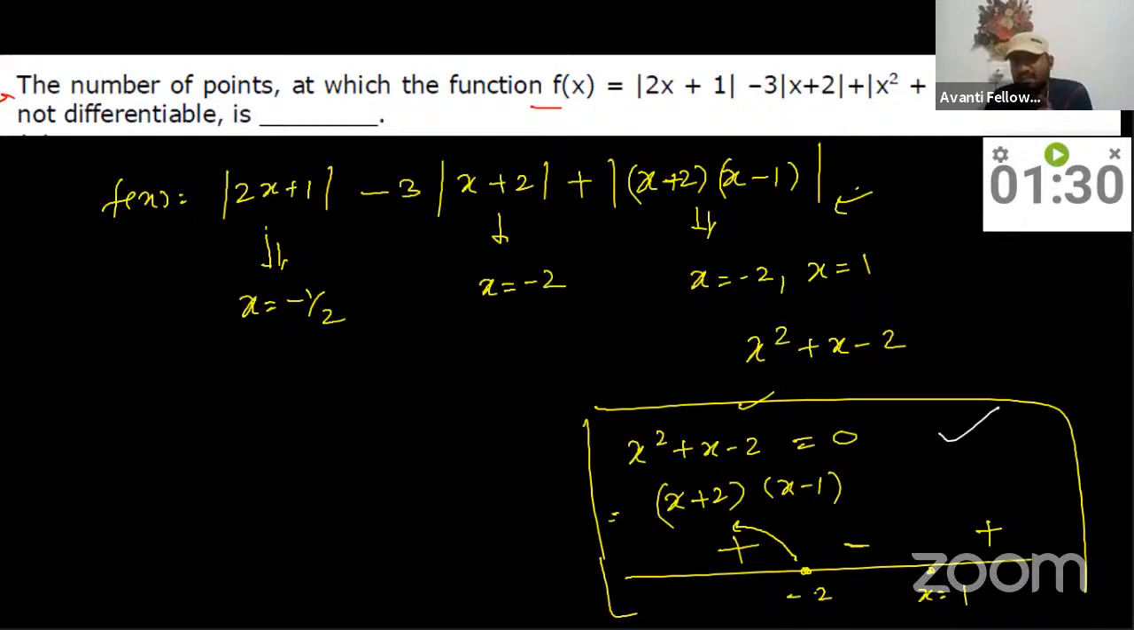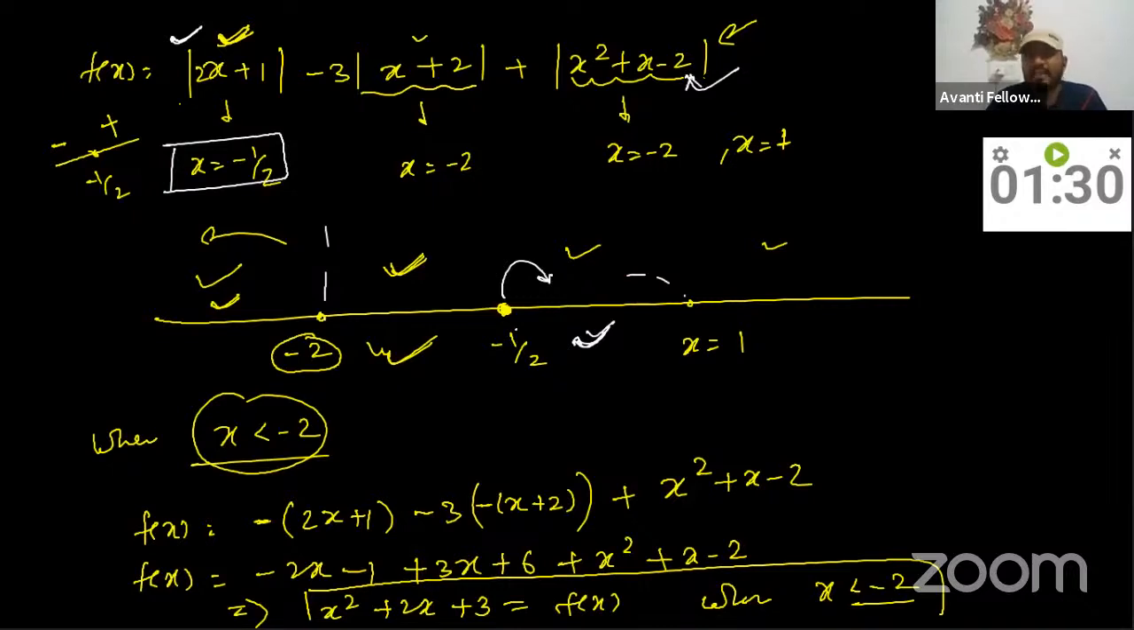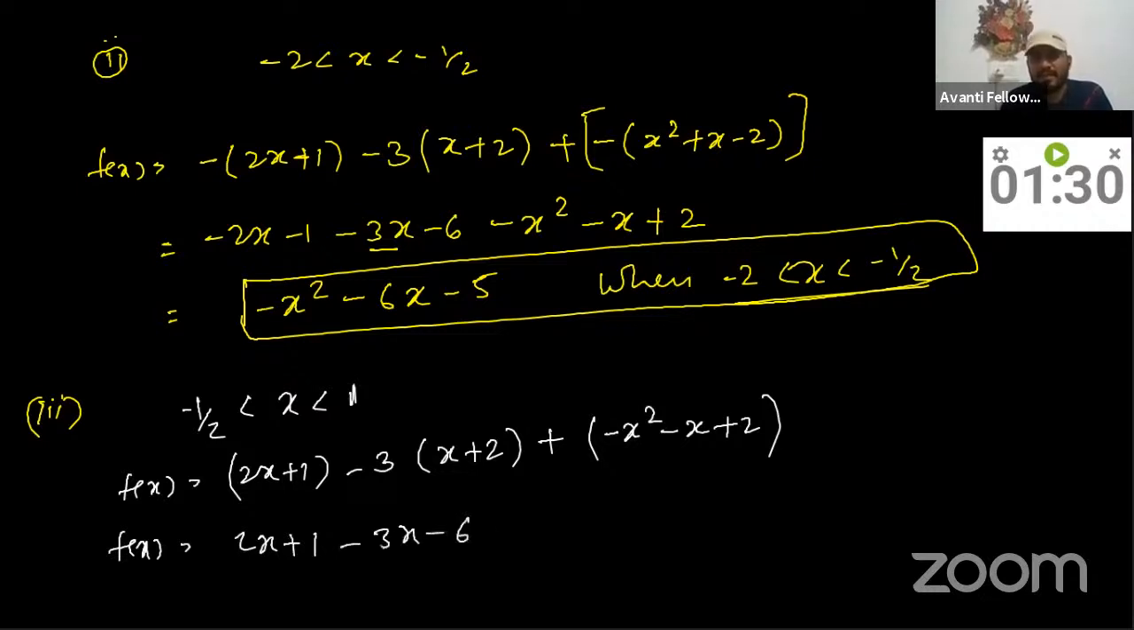This quadratic equation, x square plus x minus 2, will be negative when you take x value which is less than 1, which means the quantity x square plus x minus 2. Now in this, the quantity which is written inside this third modulus is negative, which means this quadratic equation will be opened with negative sign, which is minus x square minus x plus 2. Yes or no? So for final, f of x will become 2x plus 1 minus 3x minus 6 minus x square minus x plus 2.